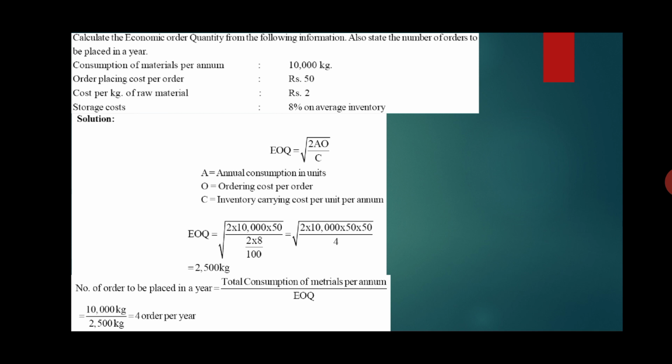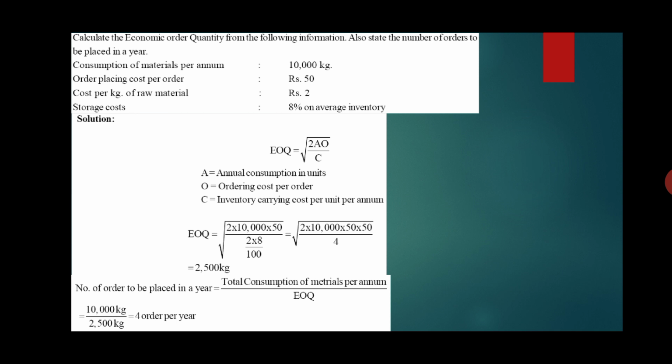Another example we can take of the EOQ. You are required to calculate the EOQ from the following information. Also, you have to calculate the number of orders to be placed in a year. Consumption of materials per annum, meaning the annual demand, is given to you. You have to see this word per annum. Per annum means annual. If it is not given in per annum terms, you have to convert it. Order placing cost per order, cost per unit of the raw material, and the storage cost are given to you. So everything is given to you.